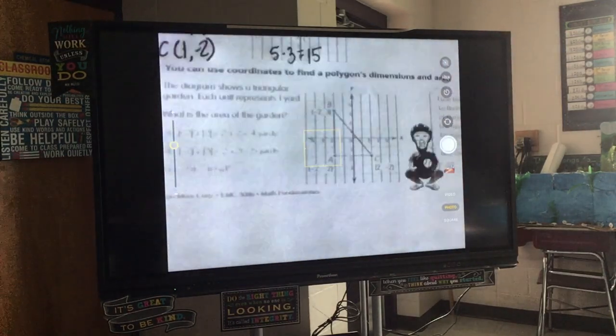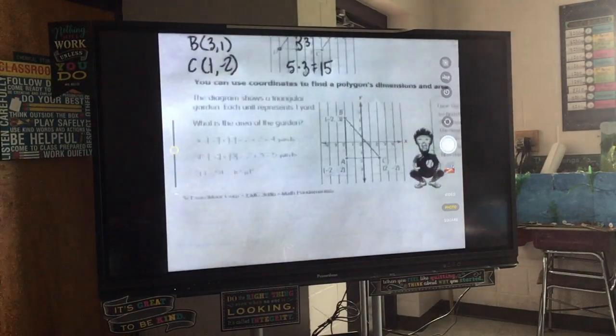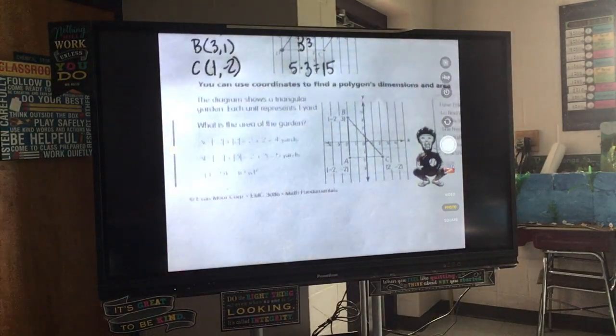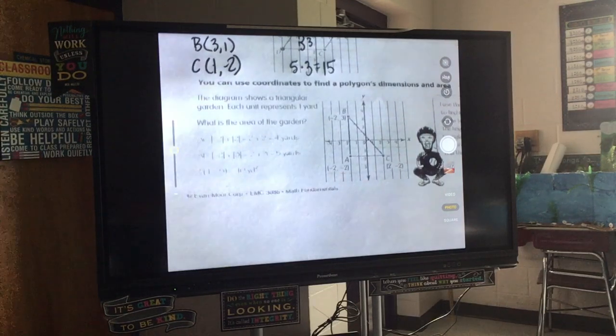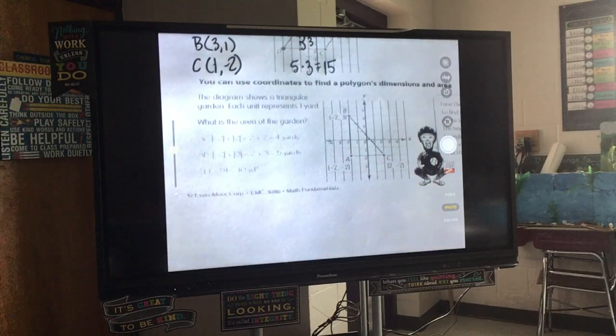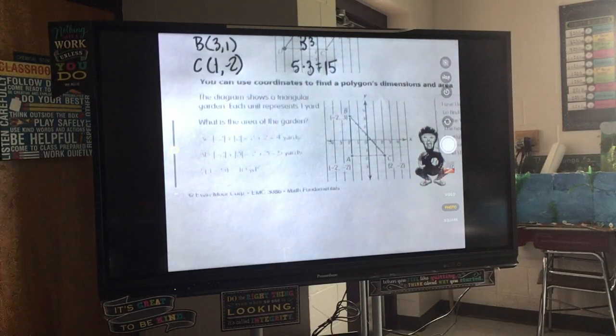Alright, slide down to the last one. So this one says you can use coordinates to find a polygon's dimensions and area. The diagram shows a triangular garden. Each unit represents 1 yard. What is the area of the garden?